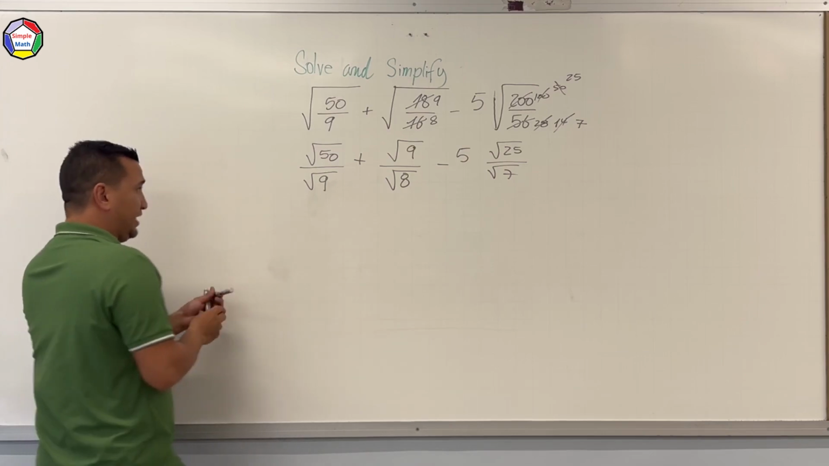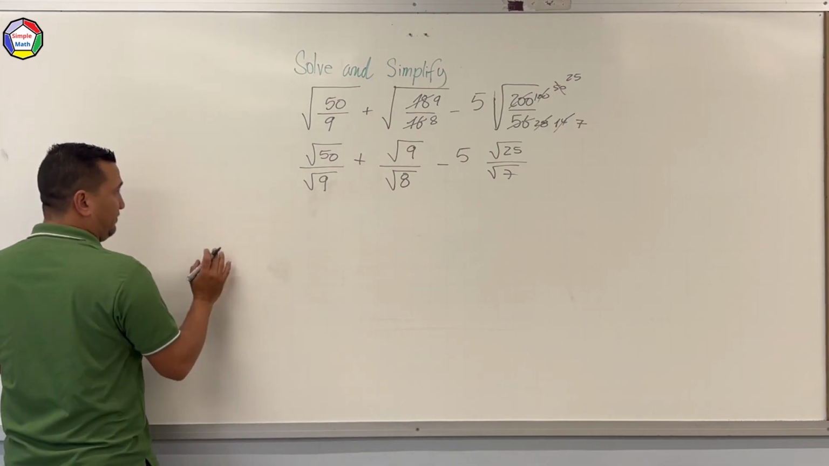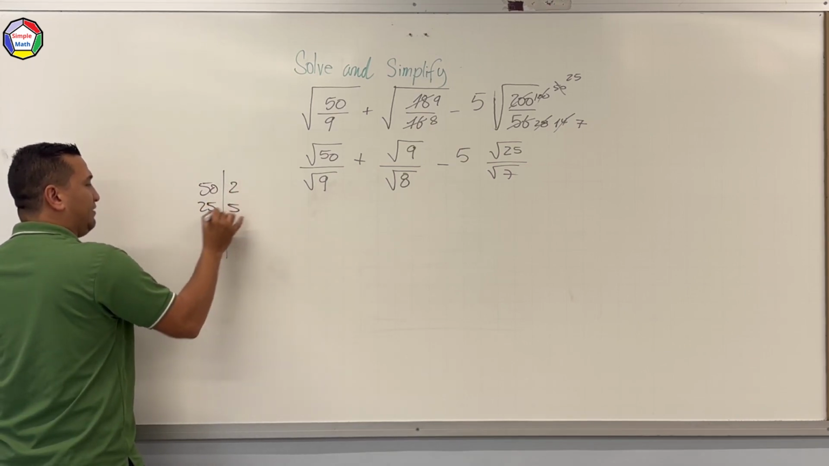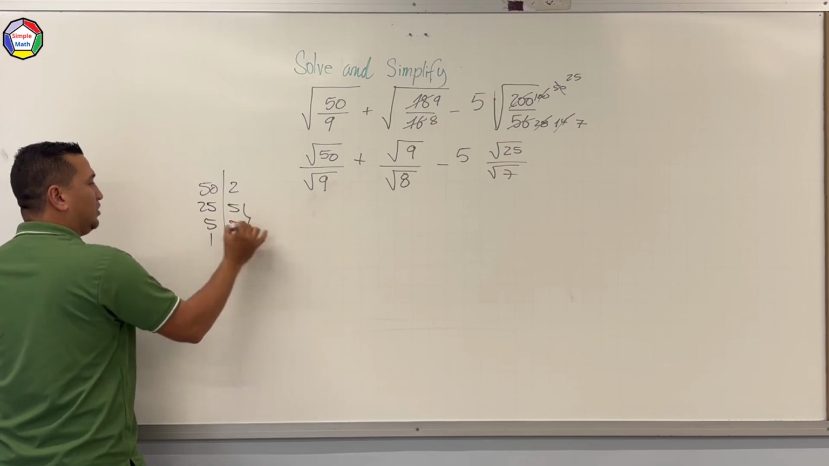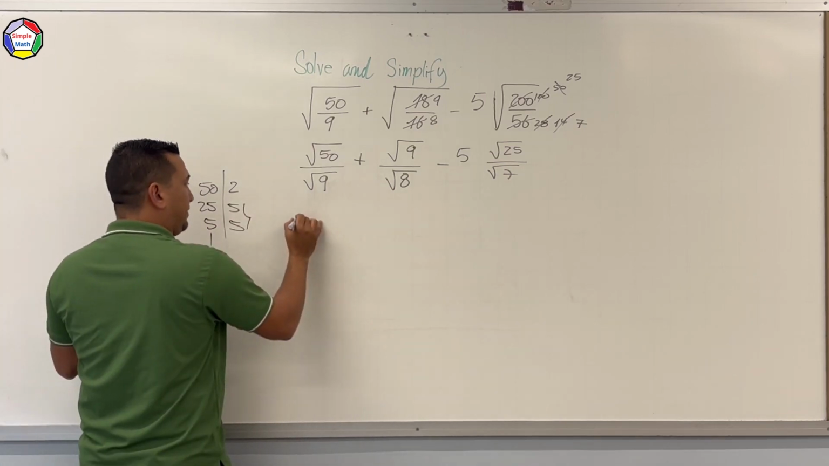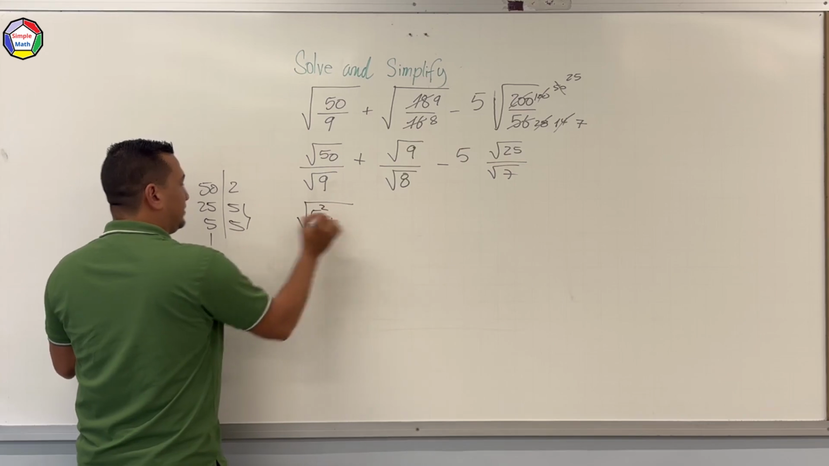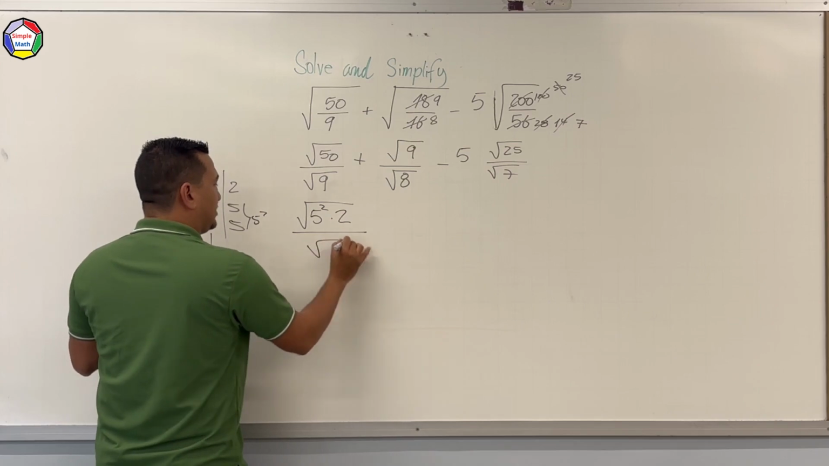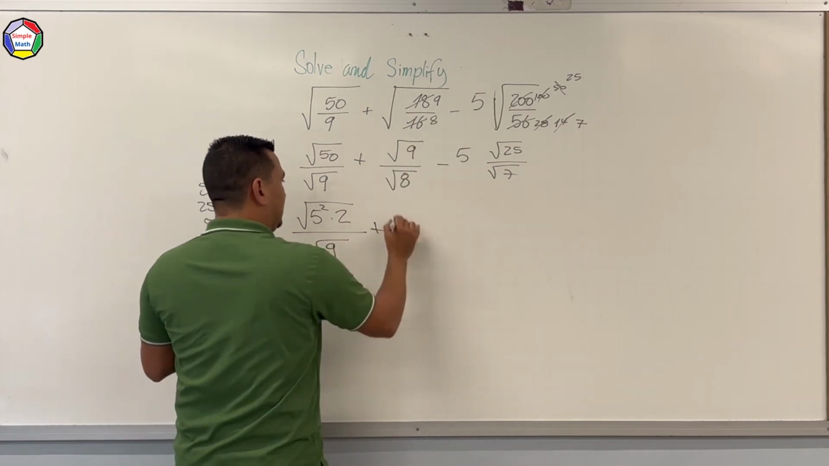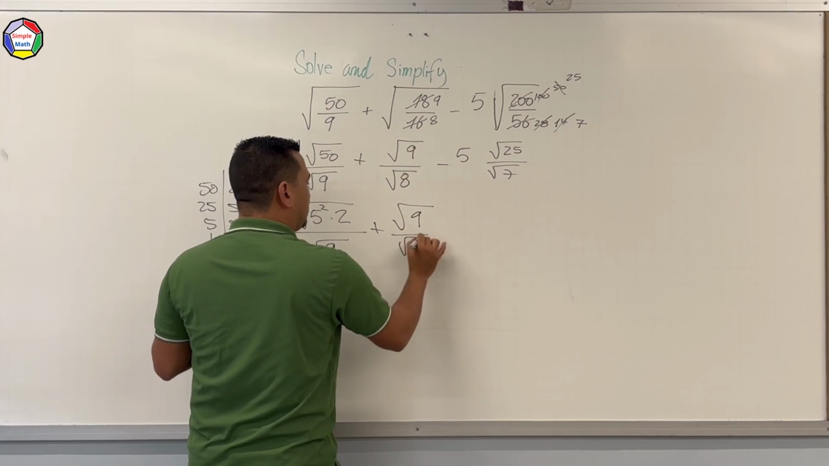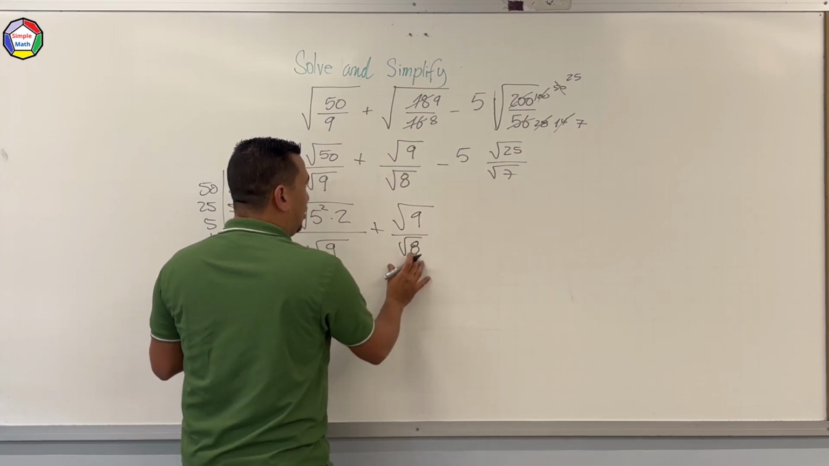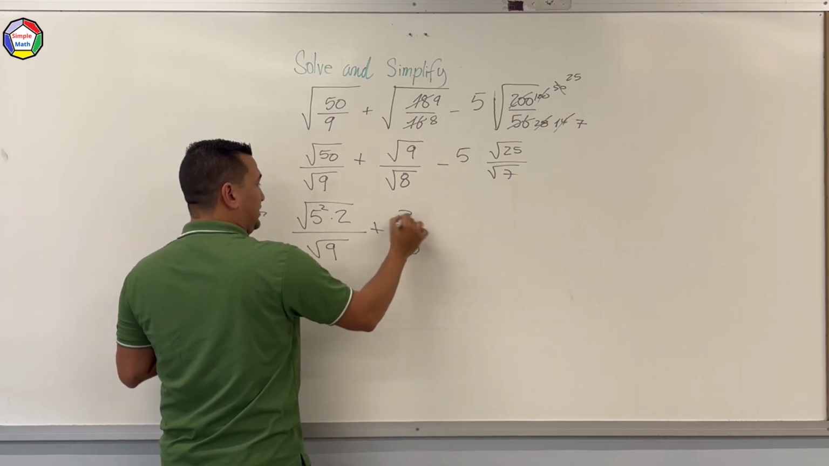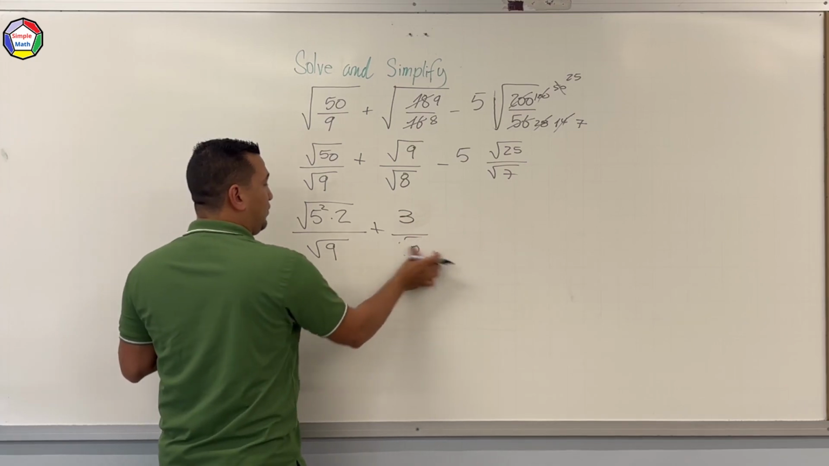Now I will try to get the square root of each part. The square root of 50 doesn't have one, but I can do prime factorization. Remember, 50 divided by 2 is 25, by 5 is 5, by 5 is 1. So this is 5 squared times 2, over the square root of 9, plus the square root of 9 over the square root of 8. But as you know, we can get the square root of 9. The square root of 9 is 3, yes? And what happened with the square root of 8?